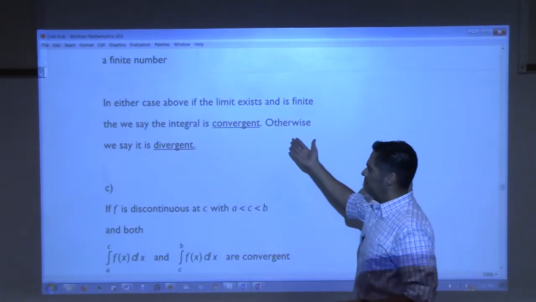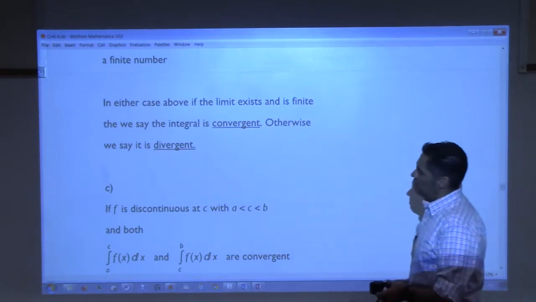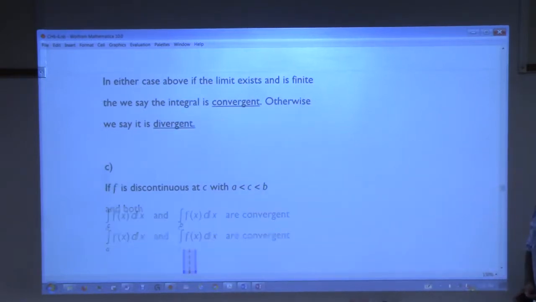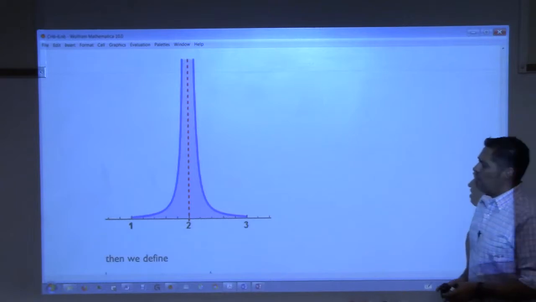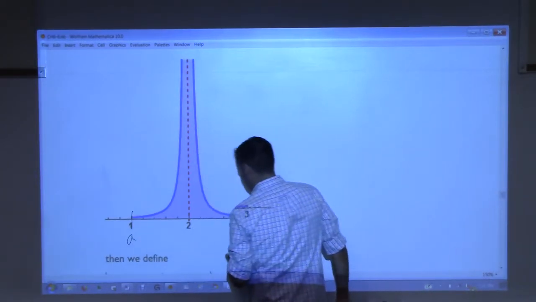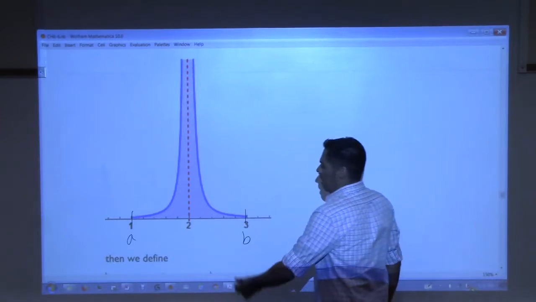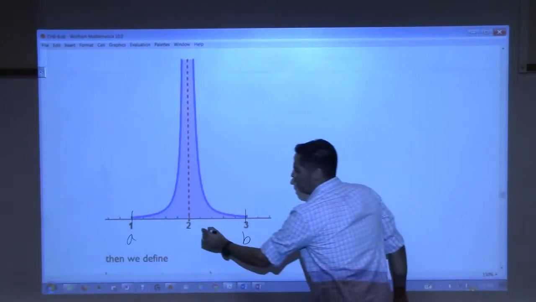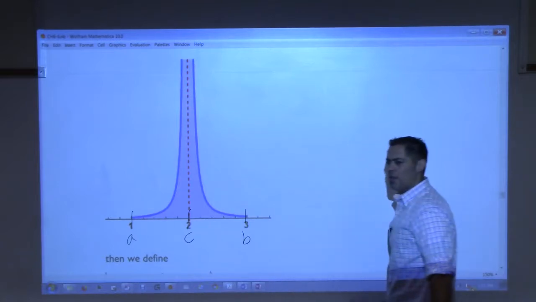This is me just saying if the limit exists, it's convergent. If it doesn't, it's divergent. All right, so what if you have a discontinuity in the middle? What if this is A, this is B, and you have a discontinuity somewhere in between at C? What do you think we'll do?